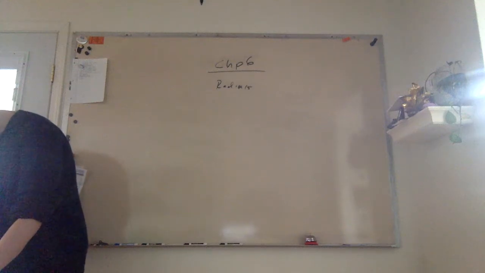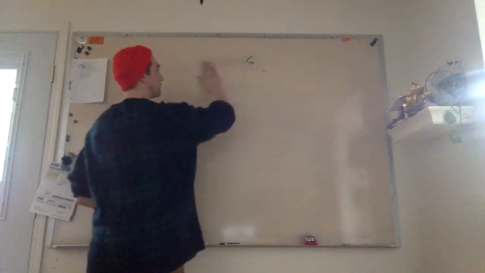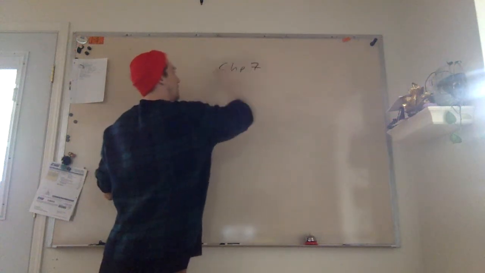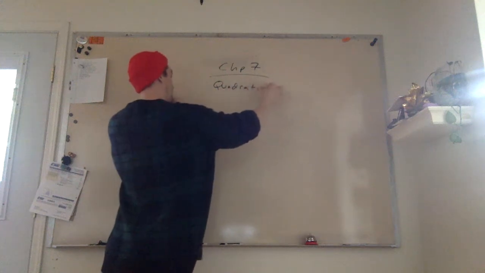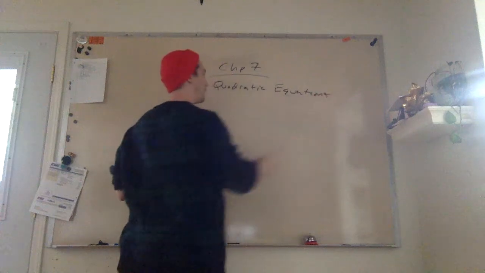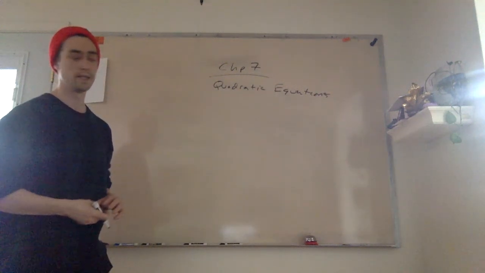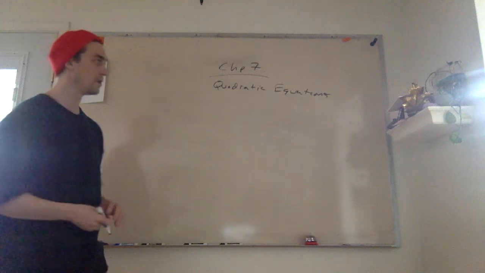So I just want to talk about the first section of chapter 7 and kind of introduce the chapter and what it's all about. Chapter 7 is all about quadratic equations. We've already talked about quadratic equations. They're a type of polynomial equation. It's a second degree polynomial equation. It's not necessarily a trinomial.